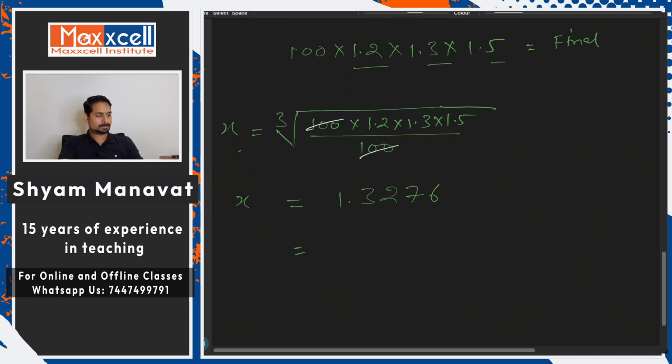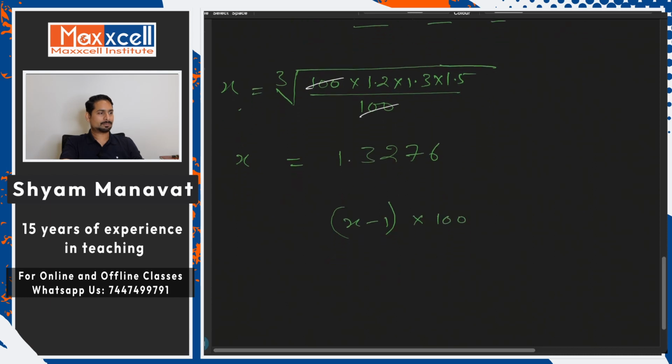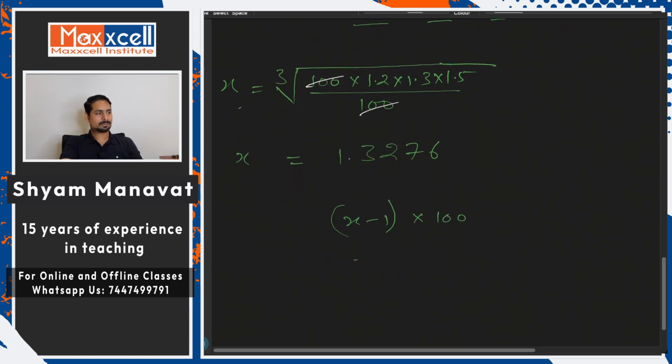So now you take this x minus 1 and multiply by 100. What do you get here? Minus 1 from here, you get 0.3276, multiplied by 100, so 32.76. This is going to be the average percentage growth. That is your answer.